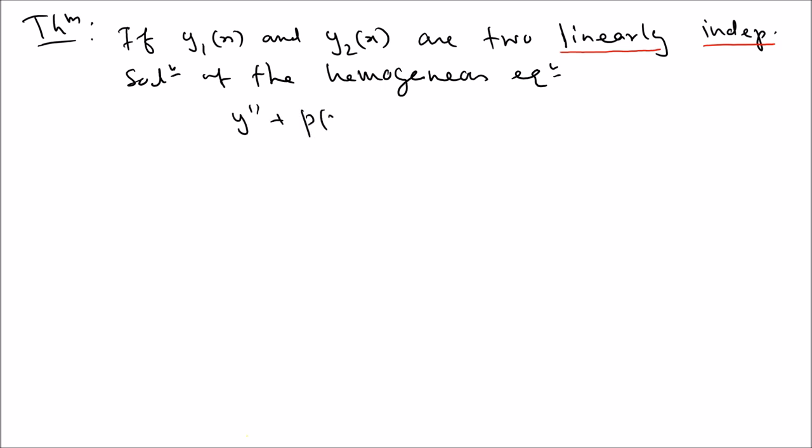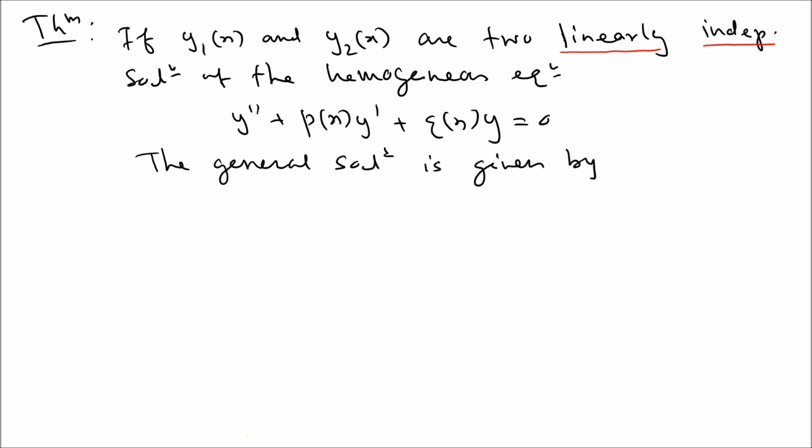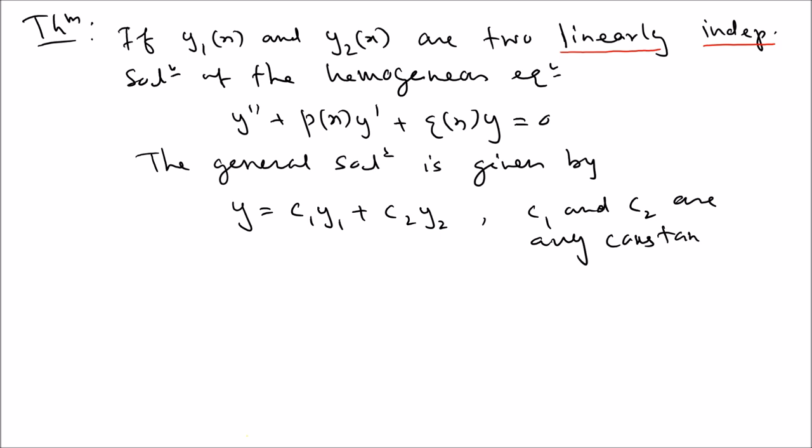y double prime plus p(x) y prime plus q(x) y equals 0, the general solution, that means any solution you can write in this form, is given by y equals c1 y1 plus c2 y2, where c1 and c2 are any constants. For any constants c1 and c2, the general solution is given in this form. For that, y1 and y2 have to be linearly independent. So any solution you can write as c1 y1 plus c2 y2. That's a really powerful result. Okay, so that's about the major things.